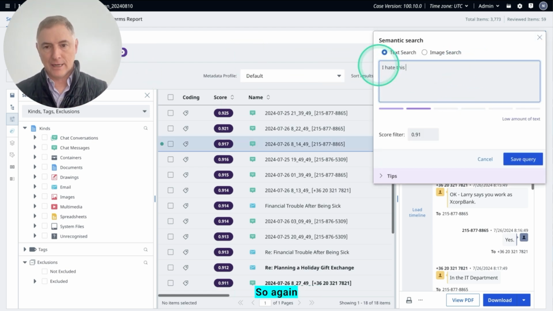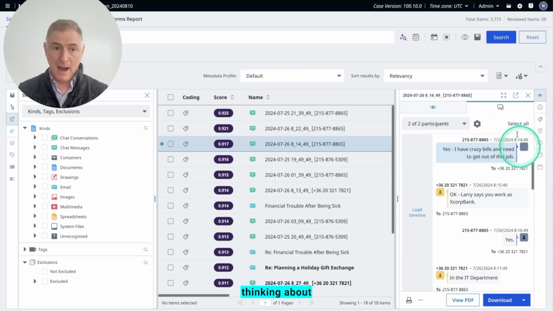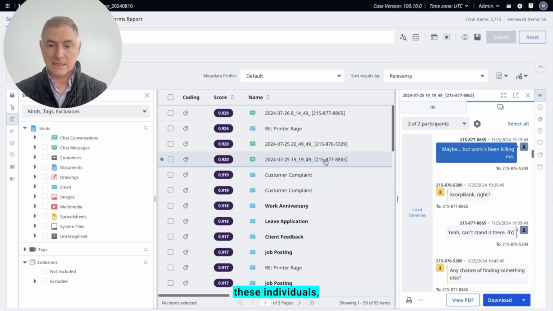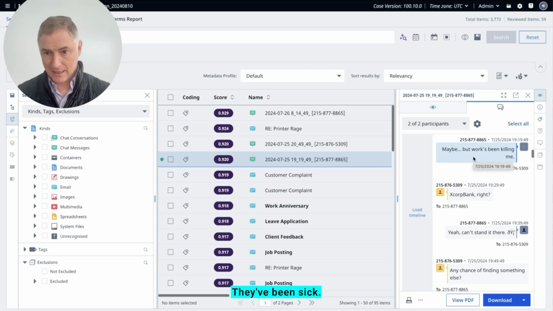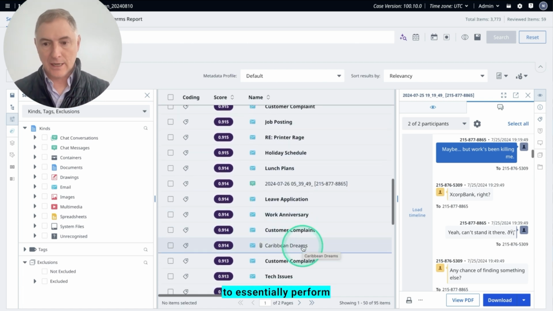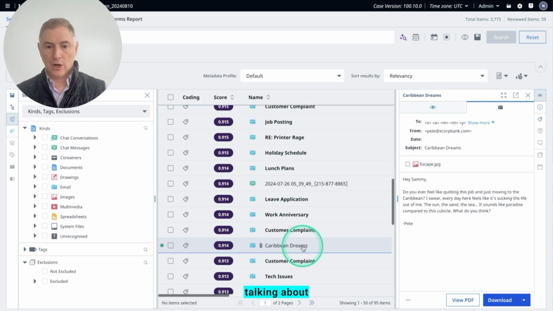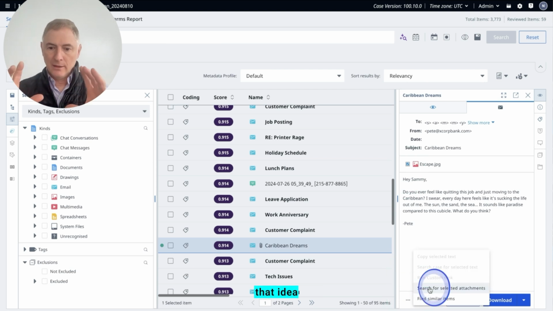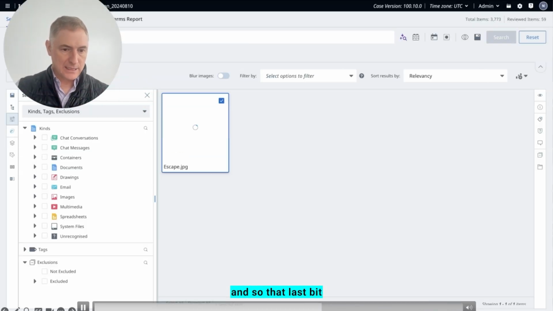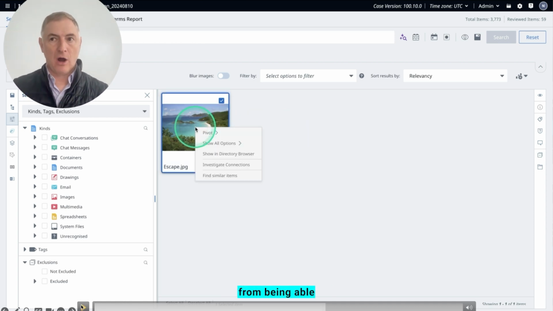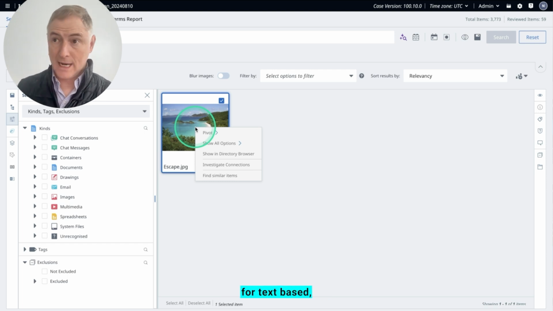Going to try it in a slightly different way, so again, I hate this job, thinking about it in terms of our scenario of X Corp Bank and investigating these individuals. Someone is under stress. They've been sick. They're now talking about maybe, but work's been killing me. So again, going to that motive. What is the pressure, rationalization, and opportunity that has led this person to perform an insider threat? They're down here talking about Caribbean dreams. Do you ever feel like quitting this job and just moving to the Caribbean? So again, that idea of taking all of those elements. And so that last bit that we just did really quickly was pivoting from being able to leverage semantic search purely for text base, but to images.